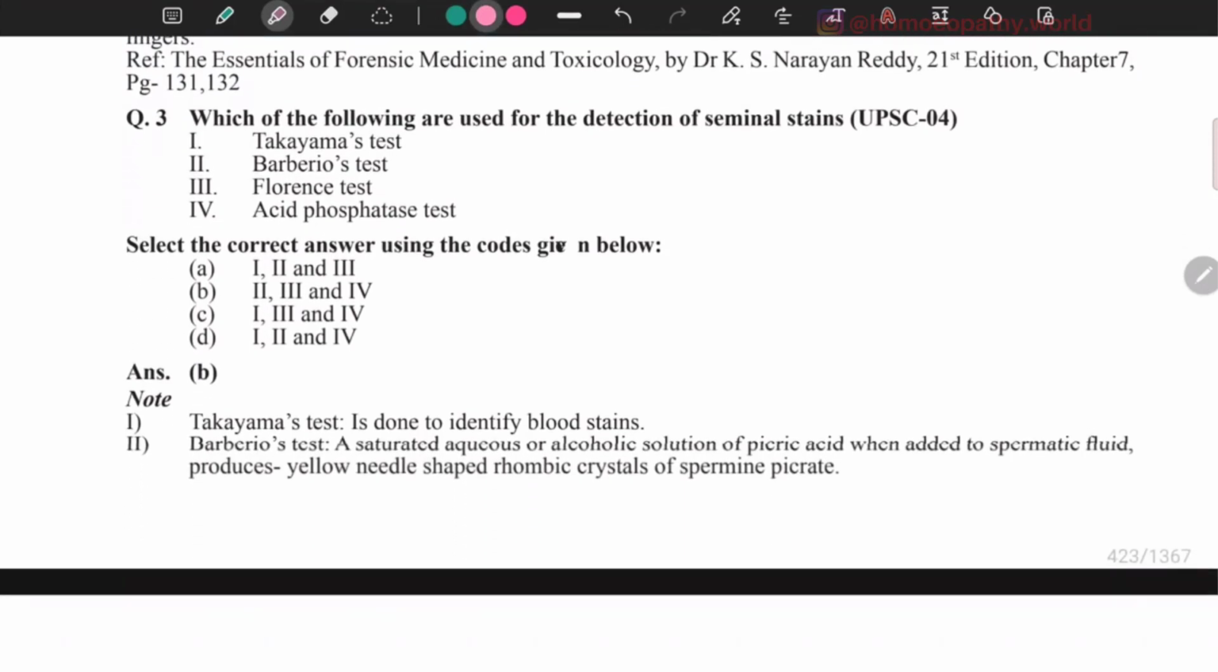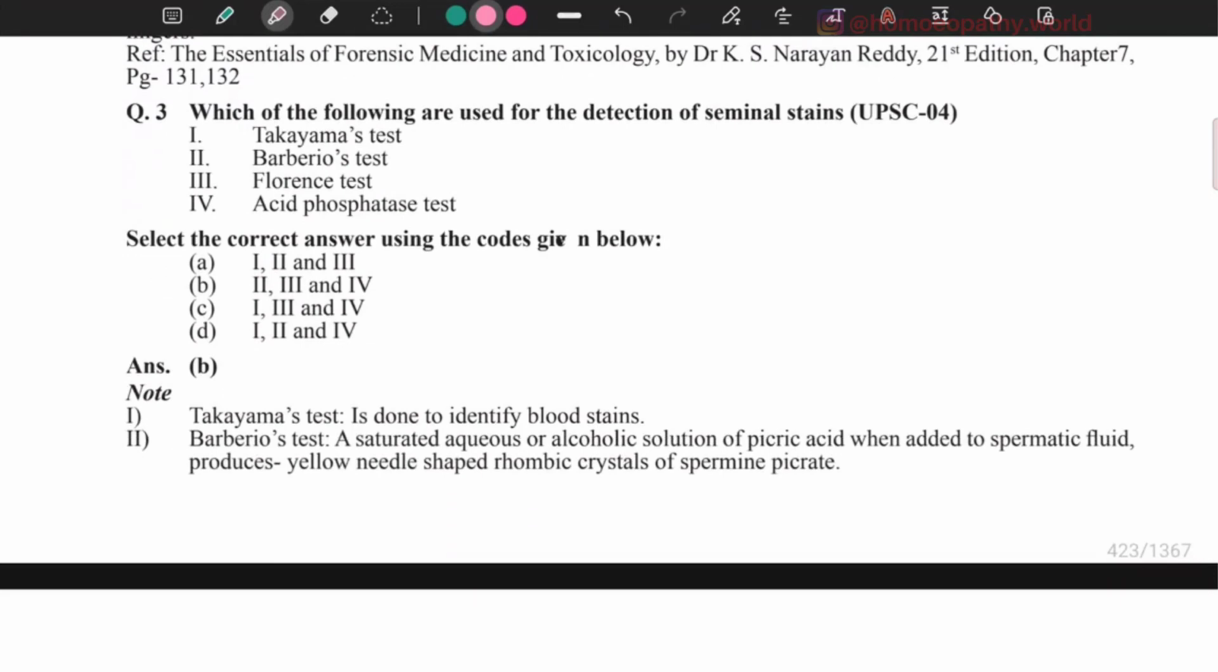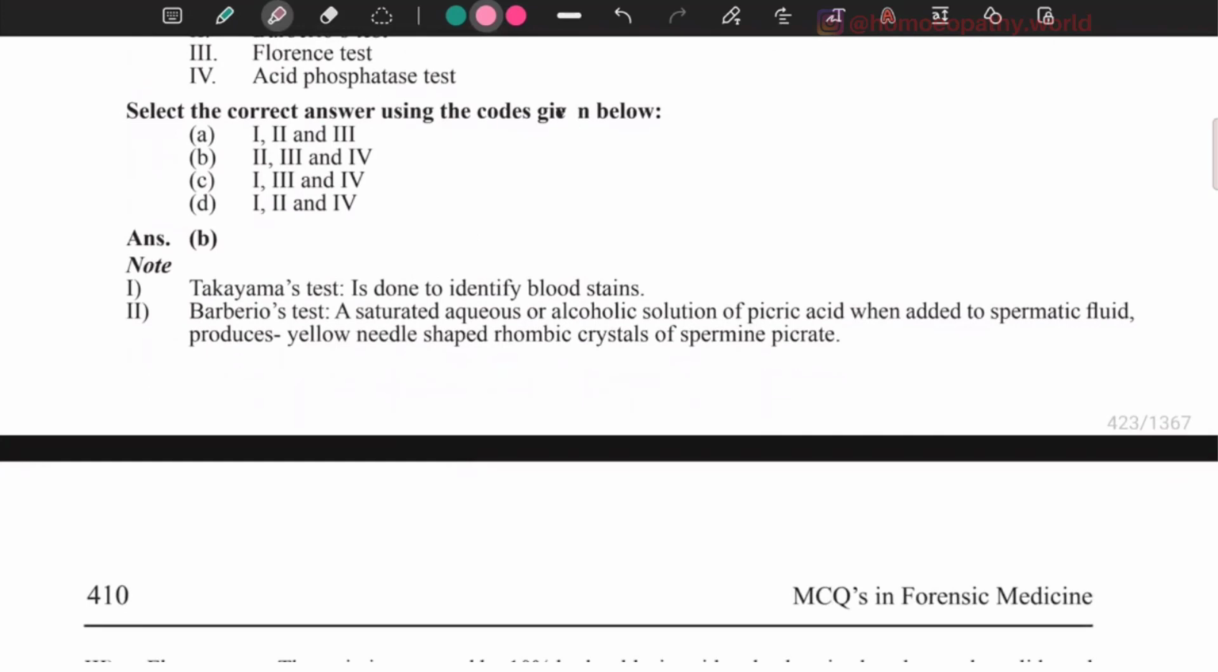Which of the following are used for detection of seminal stains? First is Takayama's test, second is Barberio's test, third is Florence test, and fourth is acid phosphatase test. Now here the correct answer is a combination of 3 answers. So you have to answer whether it is A 1, 2 and 3, B 2, 3 and 4, C 1, 3 and 4 and D 1, 2 and 4. So let's see the answer.